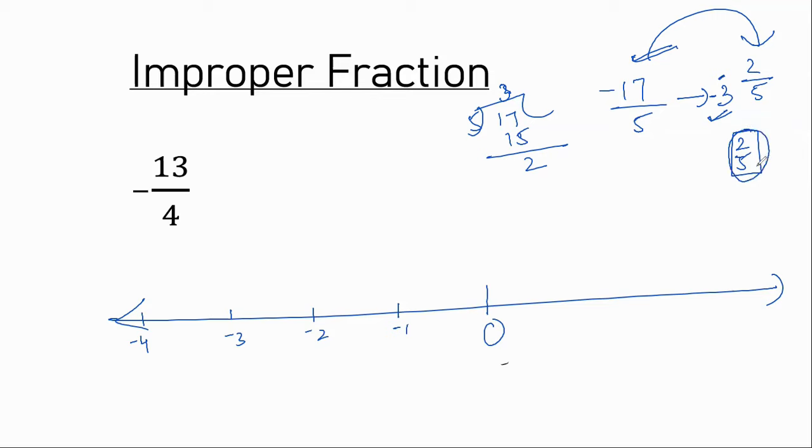So 2 over 5. What is the denominator? 5 is the denominator, so we have to draw 4 lines to make 5 equal parts. So 1 line, 2 line, 3 line, 4 line. Starting from the right, 1 over 5 and 2 over 5. So this is 2 over 5, which we have to draw. So this point is minus 17 over 5, right? Is that clear? First we have to see the whole part, which is minus 3, and then the fractional part. Like this, we can easily draw a negative improper fraction on the number line.